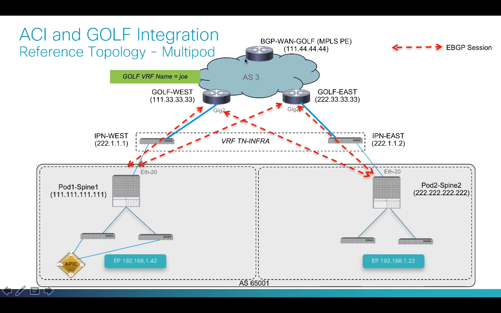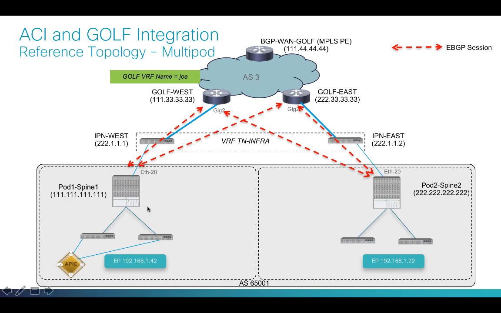I have an optional BGP MPLS-PE router that has nothing to do with Golf. It is not controlled or configured by ACI in any way, but it's going to be useful later on in the following videos when we want to test connectivity, which way routes go, which way traffic flows. So that's just a useful way to test here. It's optional in your particular case.